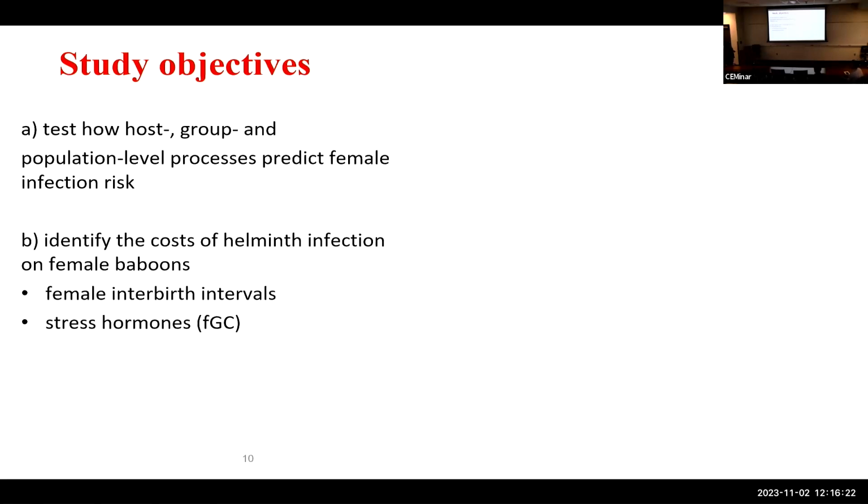The interbirth intervals, we thought about this because there are studies that have shown that if you remove ectoparasites from particular animals, you increase their reproductive success. And then there was also a study in one of the primates, I think in geladas, where helminths were associated with prolonged interbirth intervals. And of course, if the interbirth intervals are prolonged, then it means that you're lowering fitness, because then you can't produce offspring as fast or return to cycling as fast.